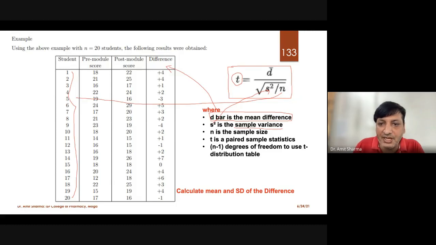t is the paired sample statistic, and we have to look for the degree of freedom in the t statistics chart. The formula for degree of freedom for this test is also n minus 1. Just remember that for the independent t-test we use n minus 2. For all the remaining tests, we take the degree of freedom as n minus 1. Clear? So by subtracting the readings here, we can get the difference.